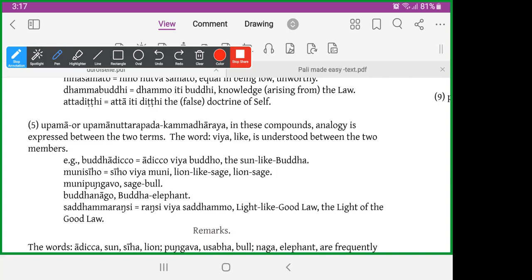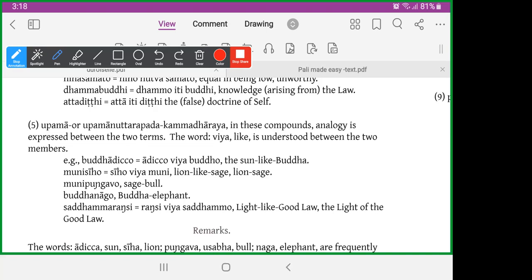For example, Buddha, adicho viya, Buddha like the sunlight. Muni, siho viya, Muni like a lion, lion like sage. Muni pungavo, sage bull. Buddha nago, Buddha elephant. Saddhamma, dipo viya, like good law, the light of the good law.